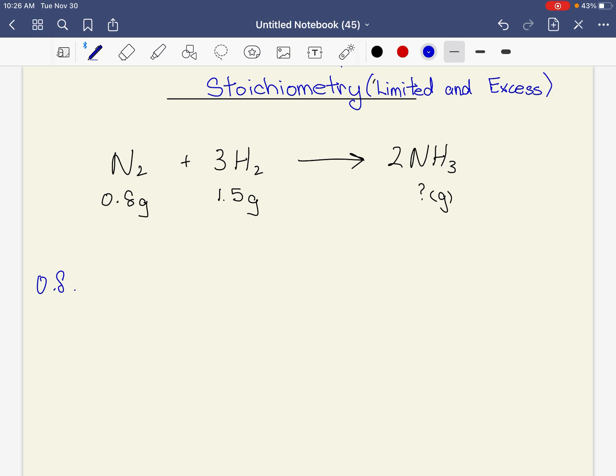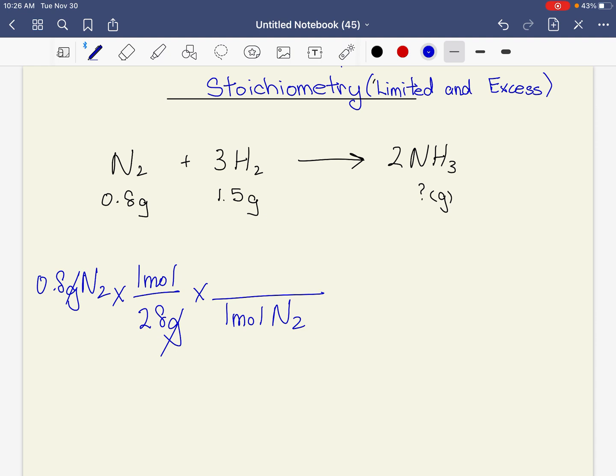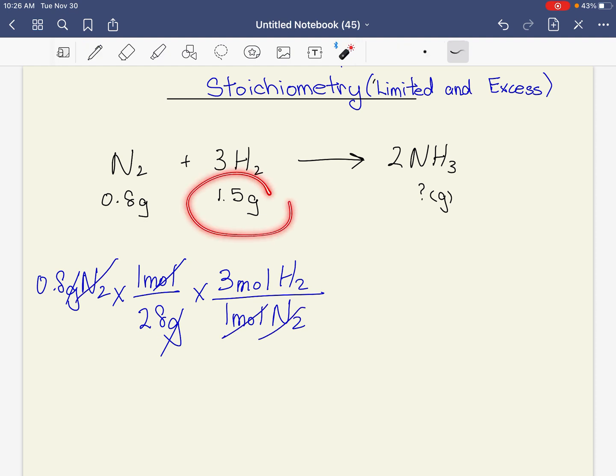So 0.8 grams of N2. 1 mole is 28 grams. I hope that I'm right. Yeah, I am right. So grams and grams cancel. For every mole of N2, you need 3 moles of H2. So moles and moles cancel. N2 and N2 cancel.